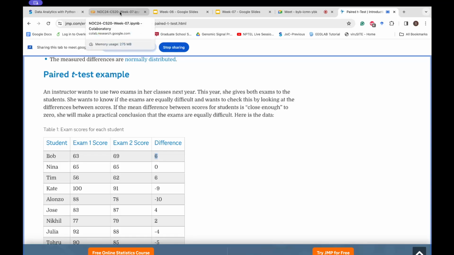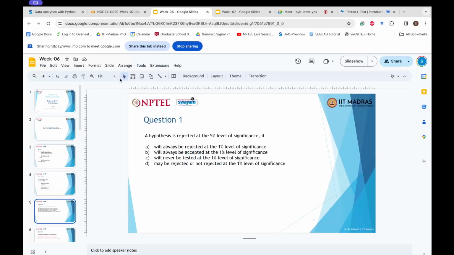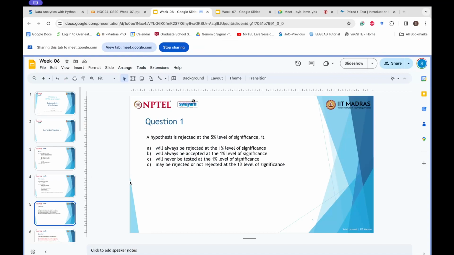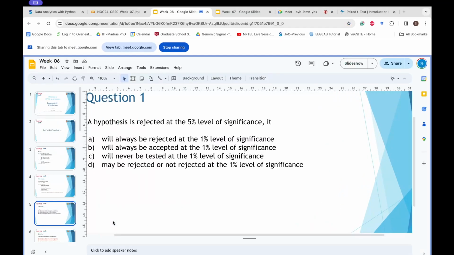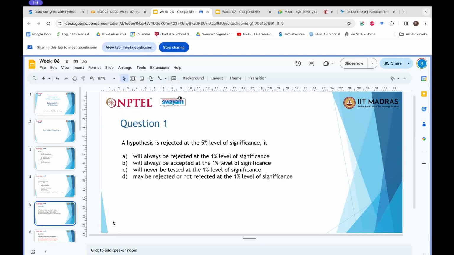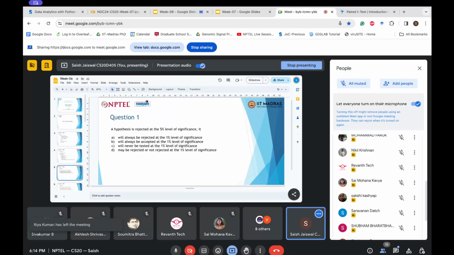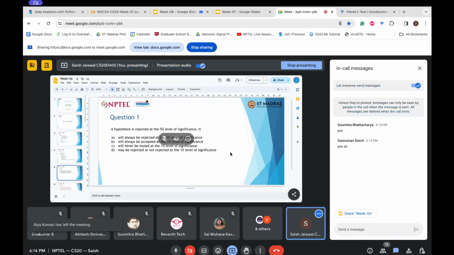Okay, so let us move on to some questions. Fine. So our hypothesis is rejected at the 5% level of significance. We'll quickly do this and then we'll move on to linear regression and Python based programs. A hypothesis is rejected at the 5% level of significance. What will be the appropriate answer over here?